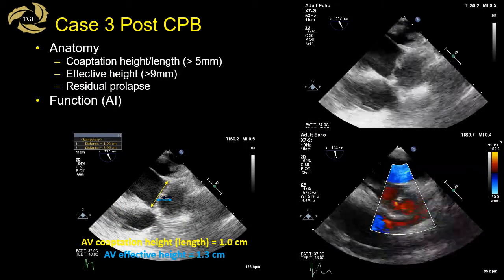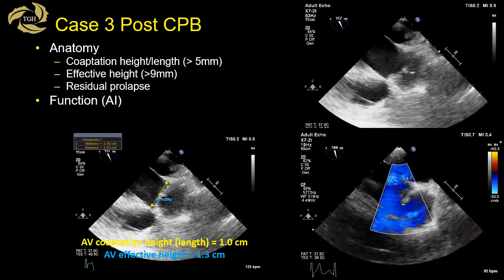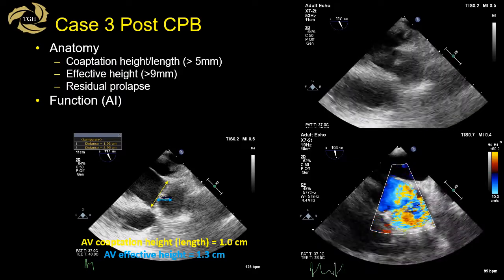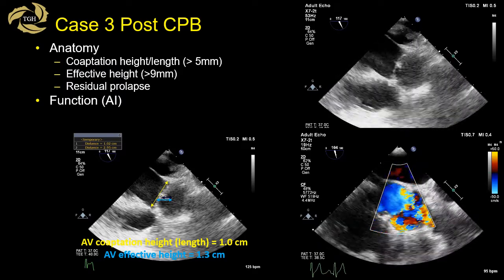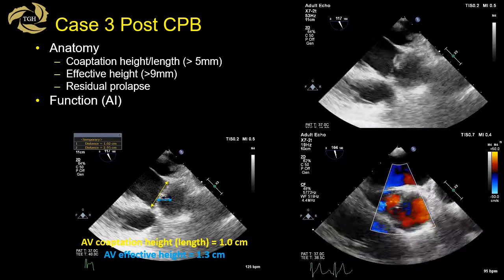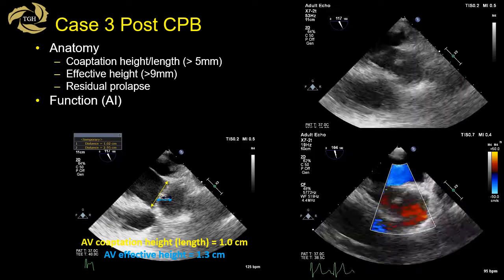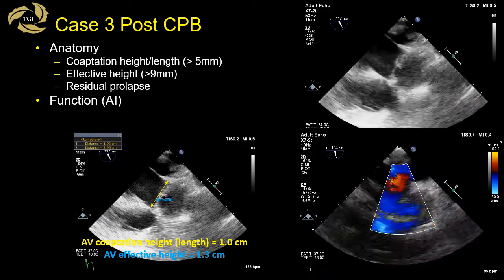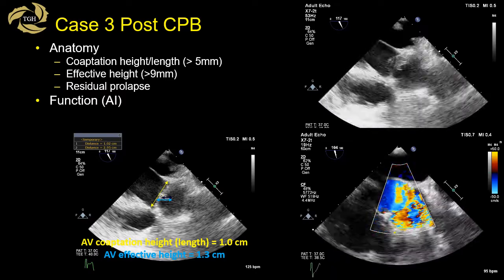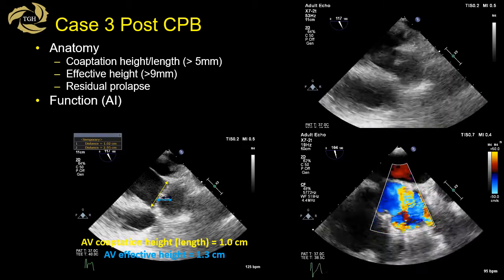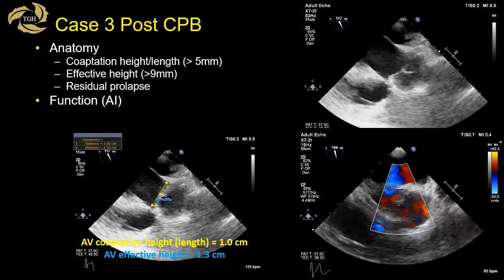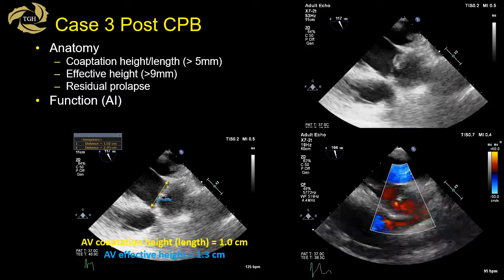In this case, the surgeon performs a valve-sparing root procedure with post-pump assessment that includes the anatomy in terms of coaptation height and length, effective height, and residual prolapse. Here, the coaptation height is 1 centimeter and the effective height is 1.3 centimeters, both above acceptable limits. As well, the function is determined by both color Doppler to assess for aortic insufficiency and spectral Doppler to rule out any gradient through the valve.